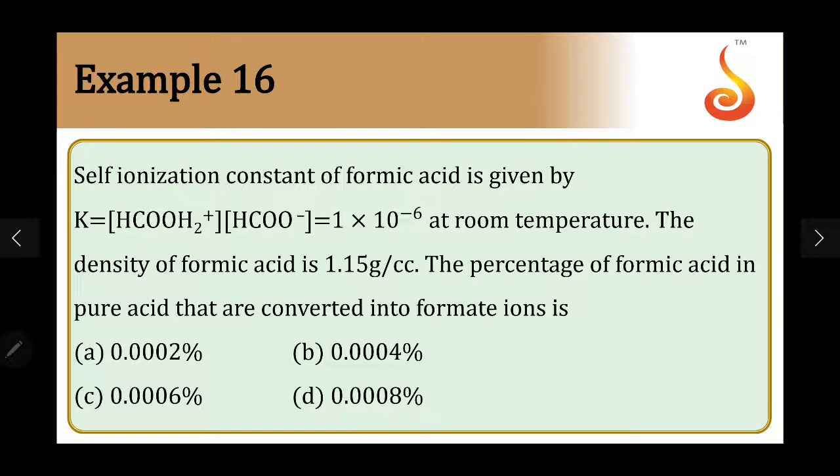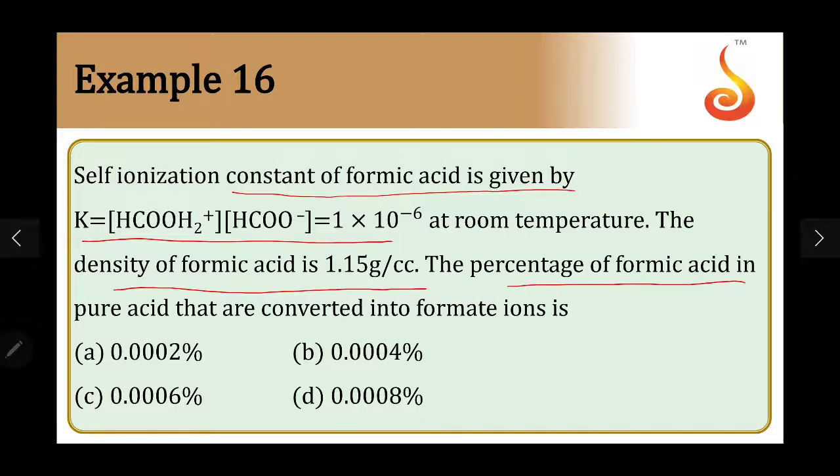Next example. The self-ionization constant of formic acid is given by this formula and it is equal to 1 into 10 power minus 6. It is similar to the ionic product of water, it is the ionic product of formic acid. Density is given as 1.15 gram per cc. It is asking for the percentage of formic acid in the pure acid converted to formate ions. How much of the formic acid molecules by percentage by mass are converted into formate ions. Okay, so we'll go through the solution part.